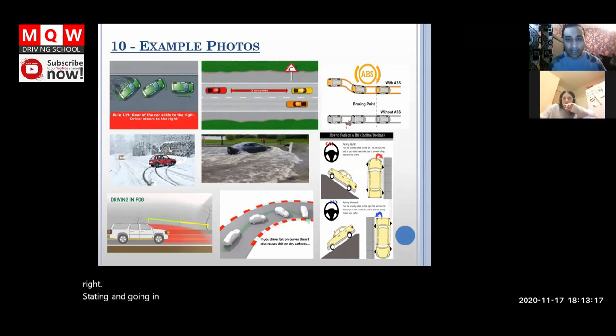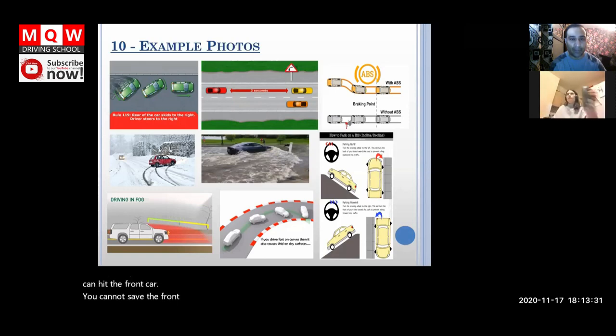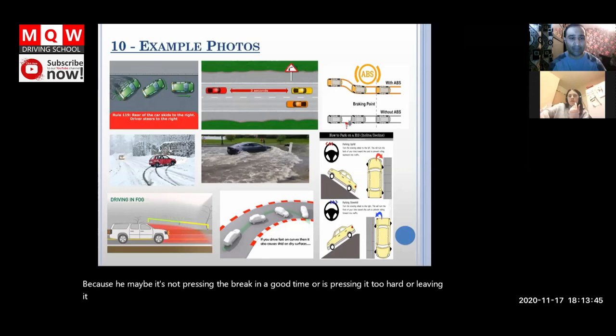But if you don't have an anti-lock braking system, as in the gray area, he's trying to brake but is unable to steer. So there are more chances he can hit the front car and cannot save it. Then the car on the ice and snow is skidding, because he maybe is not pressing the brake at a good time, or is pressing it too hard, or leaving it too late to brake on the ice. So that way he has more chances to skid his car.